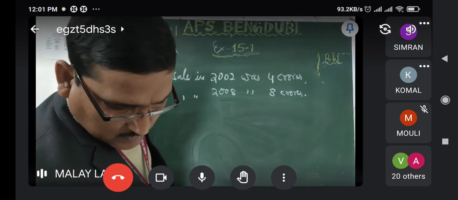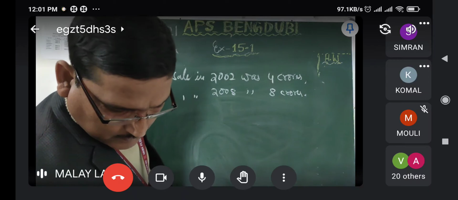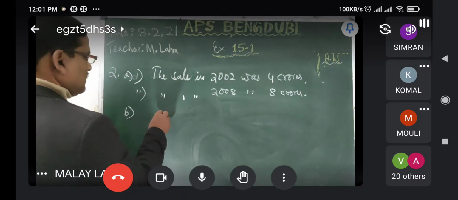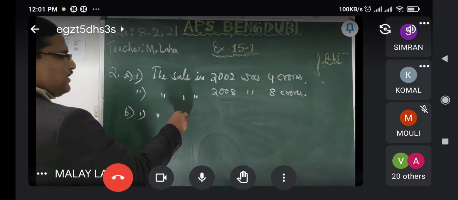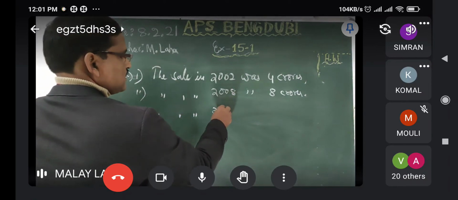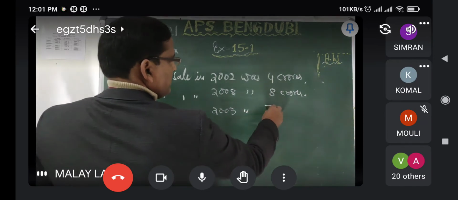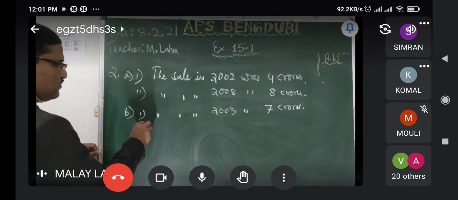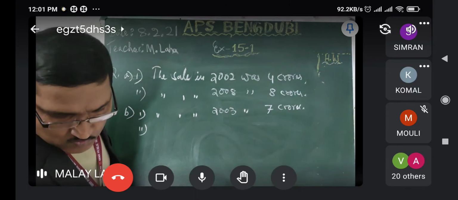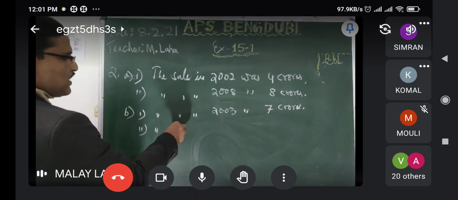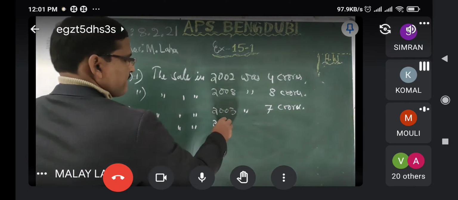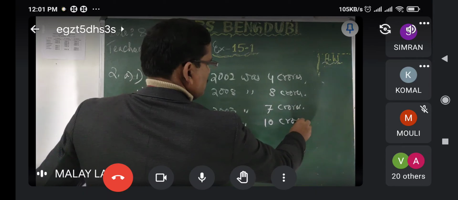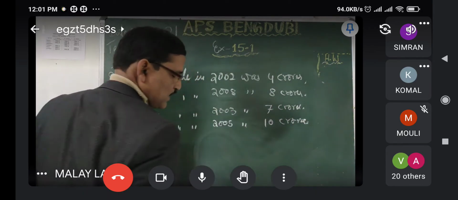Now next again the sale in 2003 it is 7 crore. The production in 2003 was 7 crore. Clear? Number 2, what was the production in 2005? 10 crore. So this is related to production.